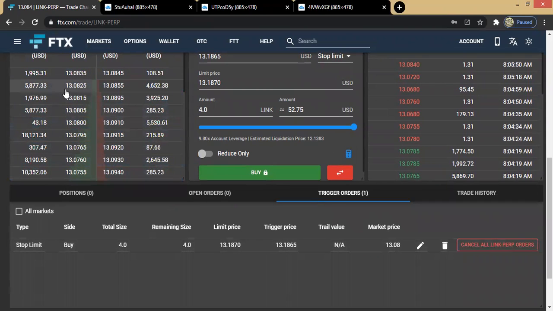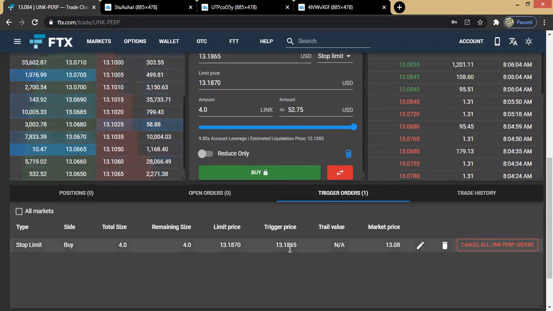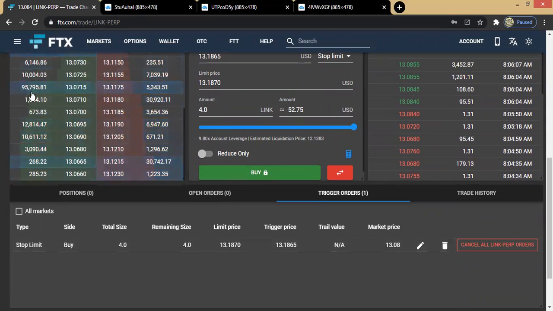As it is now, you can't find my order in this order book. It's not yet there, but once it gets to 13.1865, my order will be placed in the order book, so that if price finally gets to 13.1870, then my order will be executed.